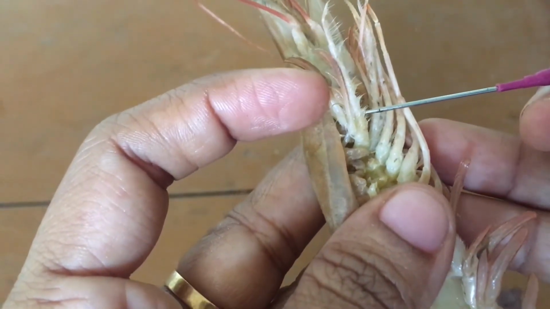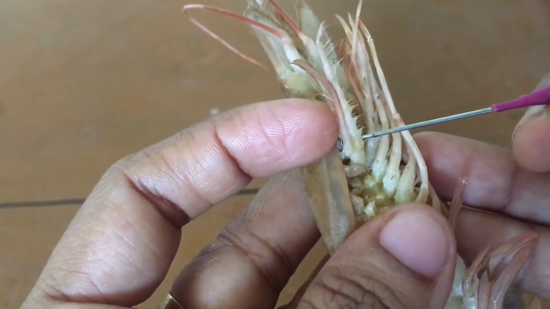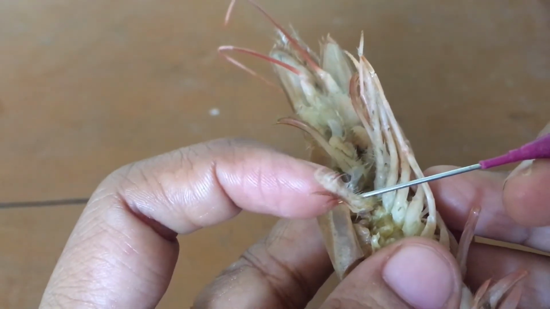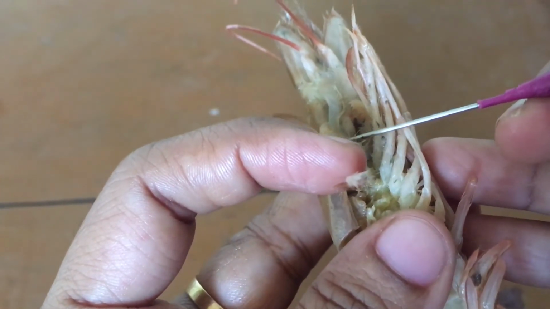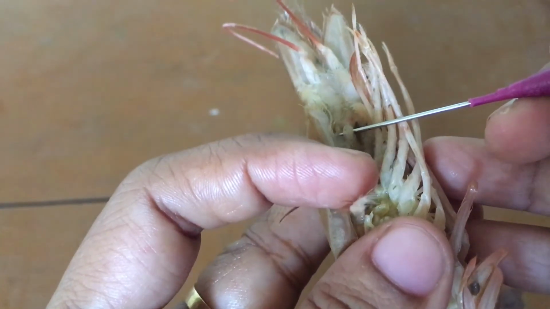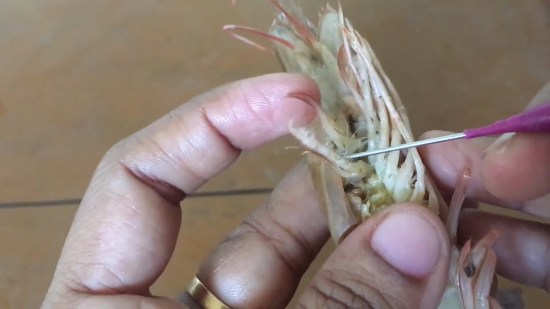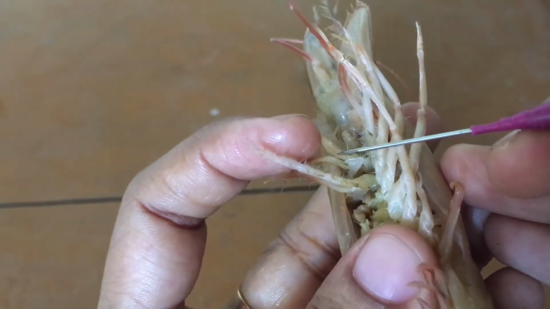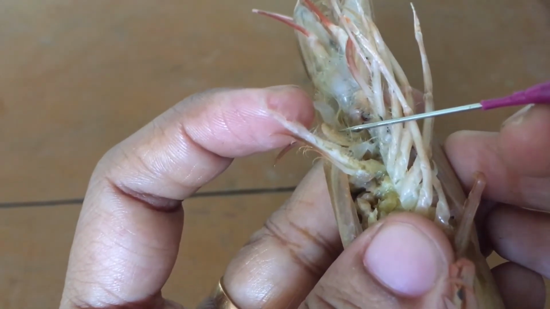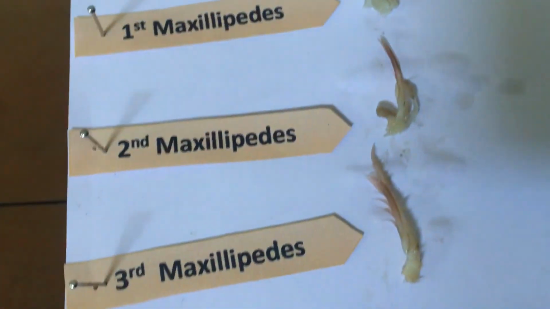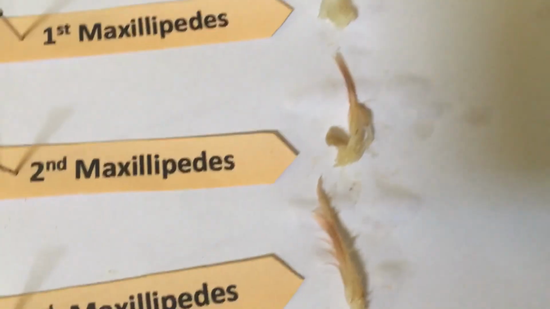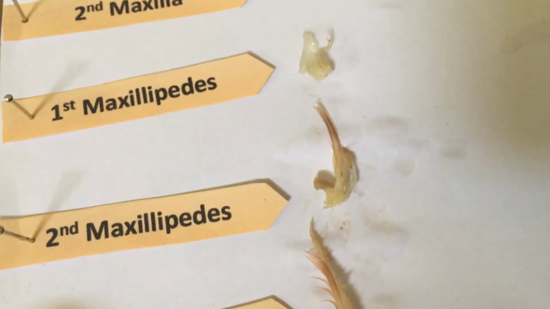Next, we are going to pluck out the 3rd maxilliped. This is the 3rd maxilliped. Behind that, we can see the 2nd maxilliped, this one. And behind that we can see the first maxilliped. It's a small one. I have plucked them out and fixed them against their corresponding flags: third maxilliped, second, and first maxilliped.